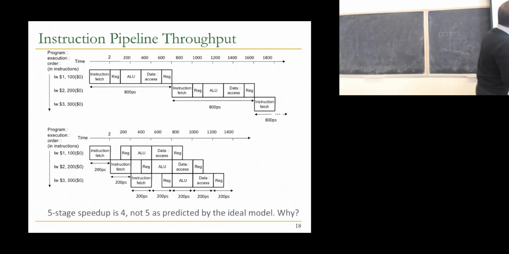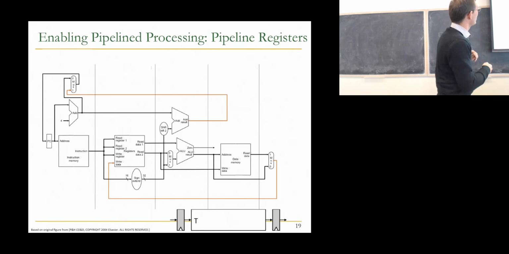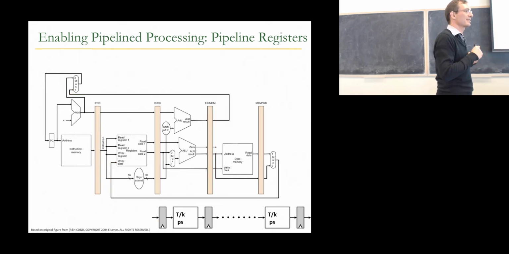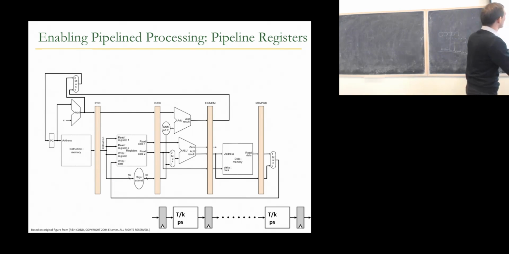Okay. So the second thing, well, we've discussed this, basically if you want to pipeline this, you'd better add some registers to latch the intermediate results, right? Otherwise it's impossible to do something else in the data path while you're doing something in another part. So that's why you have these pipeline registers, if you will, or latches in between the stages.